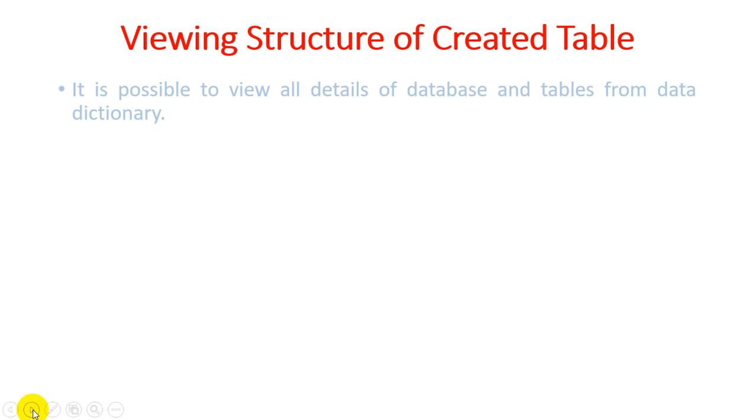The last thing we are discussing in today's video lecture is viewing the structures of a created table. As we know, the structure of a table is nothing but to see the column names, the data types, the size, and if you provided any constraints at the time of creation, they should be shown in the viewing structure. It is possible to view all the details of a database and a table from the data dictionary.